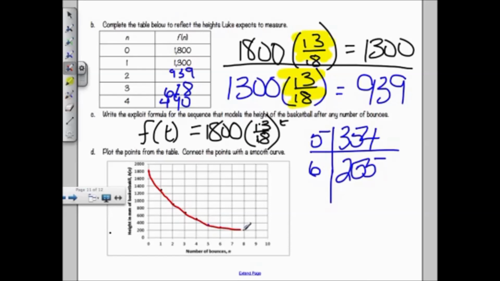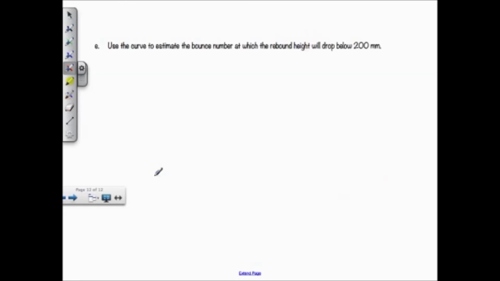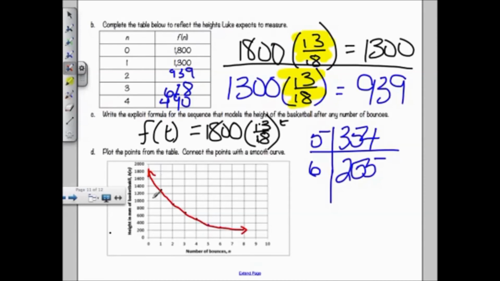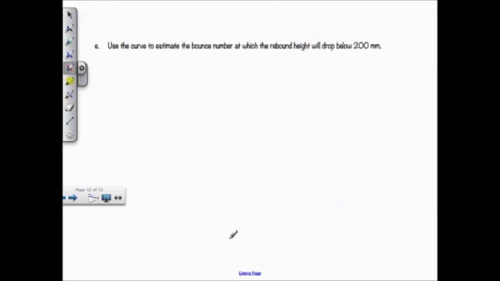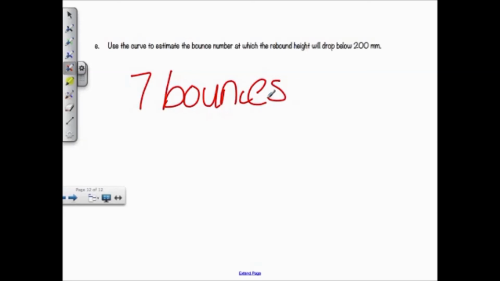All right. The last question that we have is asking you to use the curve to estimate the bounce number at which the height will drop below 200 millimeters. Go ahead and take a look and see what you get. Where do you think it'll drop below 200 millimeters? Write down your answer. I'm going to guess after 7 bounces that it will drop below 200 millimeters. It's just a guess based on my graph. Then I'm just going to check to see if it works.